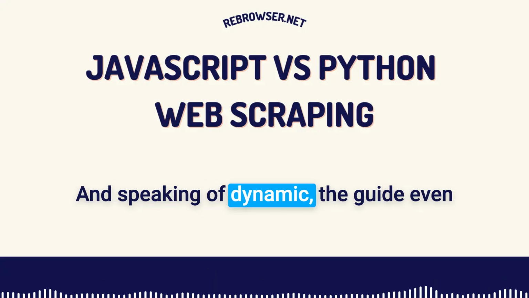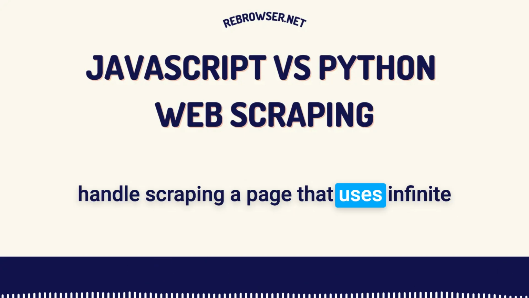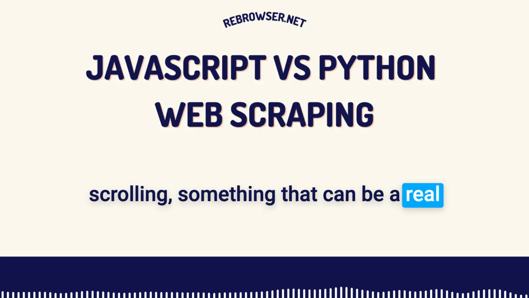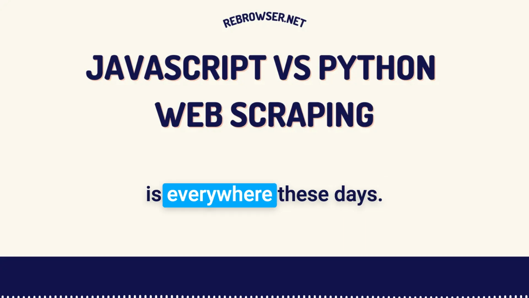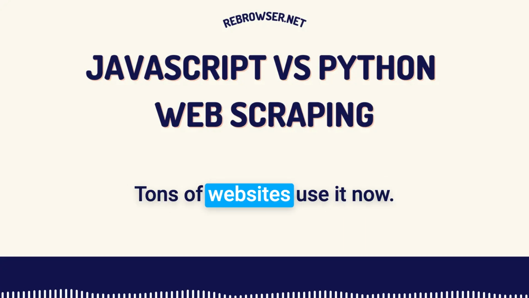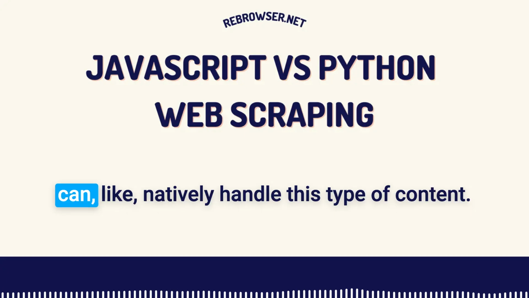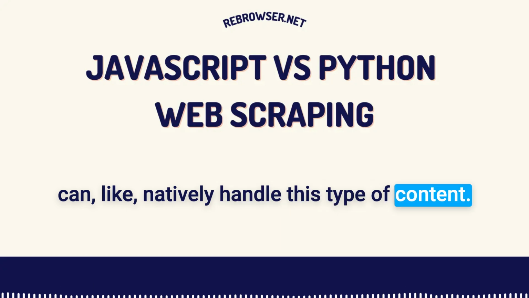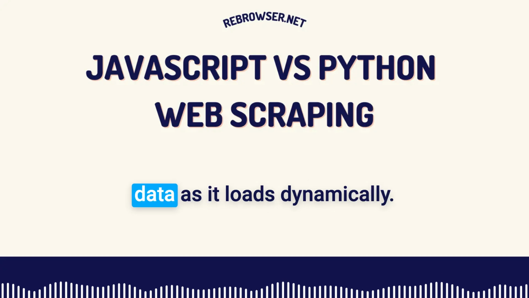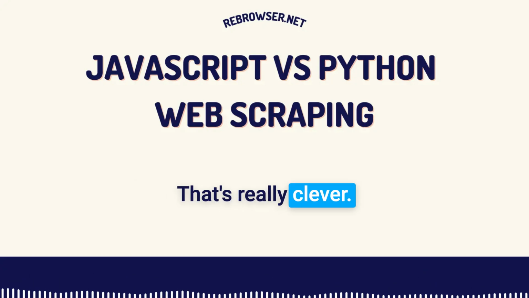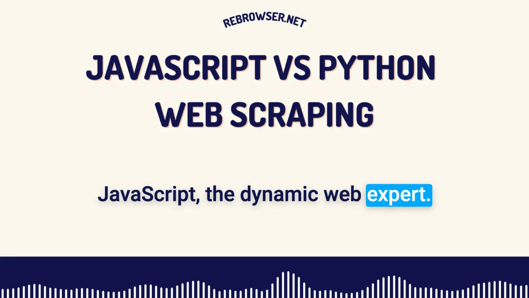And speaking of dynamic, the guide even shows an example of how JavaScript can handle scraping a page that uses infinite scrolling, something that can be a real pain in Python without the right tools. I feel like infinite scrolling is everywhere these days. Oh yeah, tons of websites use it now. And this example really shows how JavaScript can natively handle this type of content. It simulates the user scrolling down the page. So they can grab all that data as it loads dynamically. That's really clever. So we've got Python, the data whiz, and JavaScript, the dynamic web expert.